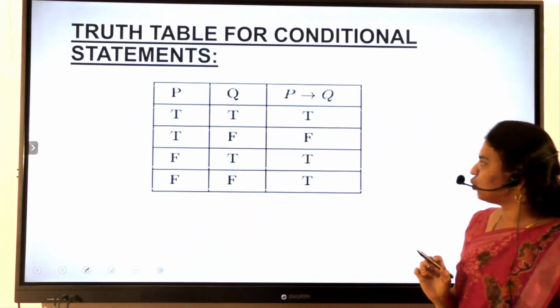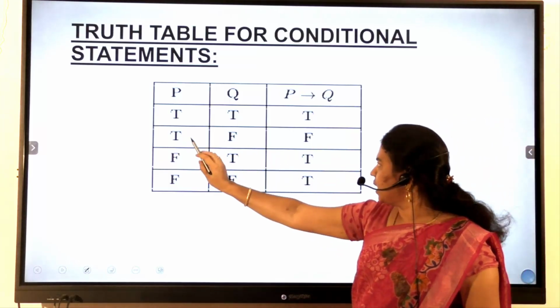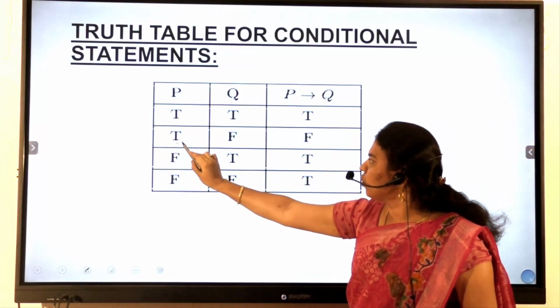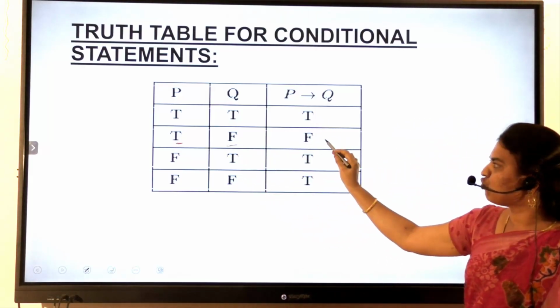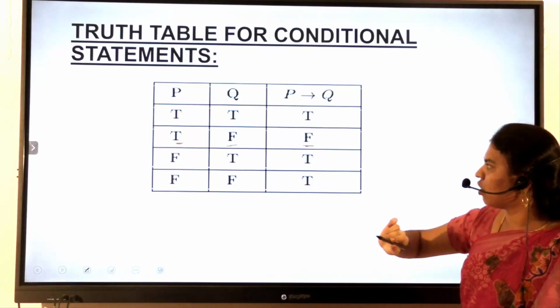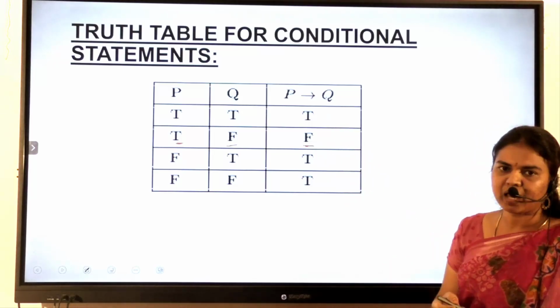Coming to the truth table, if the statement P has the truth value true and the statement Q has the truth value false, then the statement P implies Q has the truth value false. In the remaining three cases, it will be true.